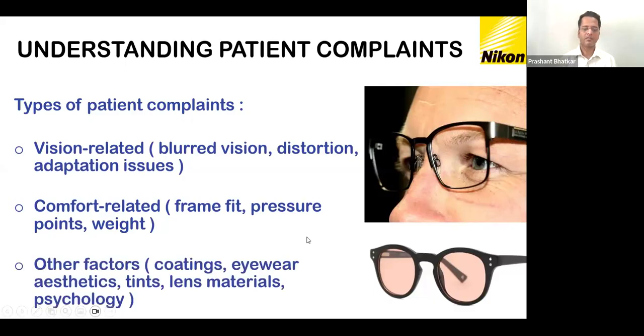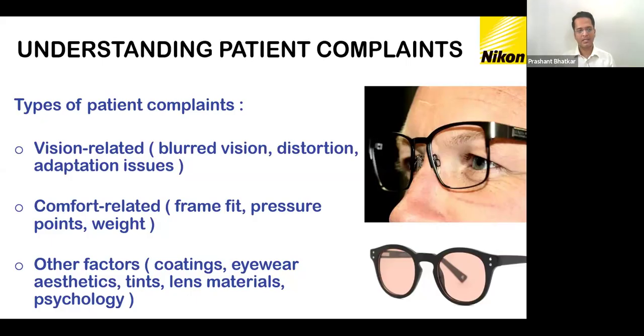And the third kind of complaints could be others. And when I say others, it could be related to coatings. That probably you gave me glasses, I'm very happy with the vision, I'm able to adjust to the glasses, but the glasses get smudged every now and then. And every half an hour or 40 minutes, I have to keep cleaning the glasses. So I'm not happy with the kind of coating that is there on the glasses.